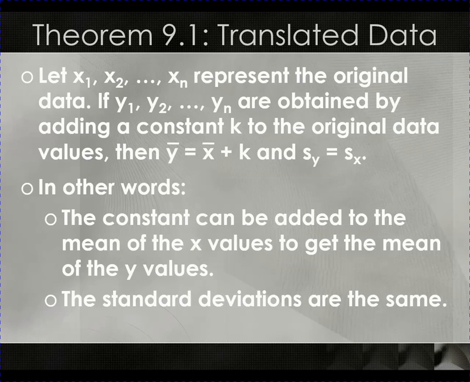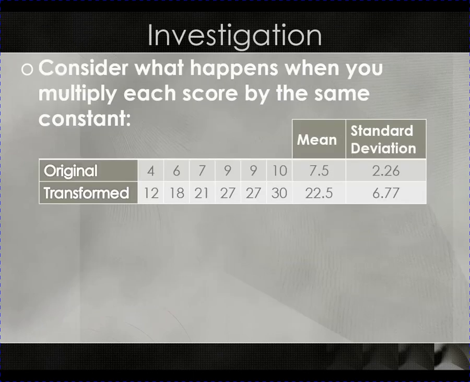Well, that's adding. Now let's think about multiplying. Consider what happens when you multiply each score by the same thing. Here we have our 4, 6, 7, 9, 9, 10. We multiply by 3: 12, 18, 21, 27, 27, and 30. If we went back through all of our data, added these all together, and divided by 6, we would get 22.5. Working through finding our standard deviation, we would get 6.77.